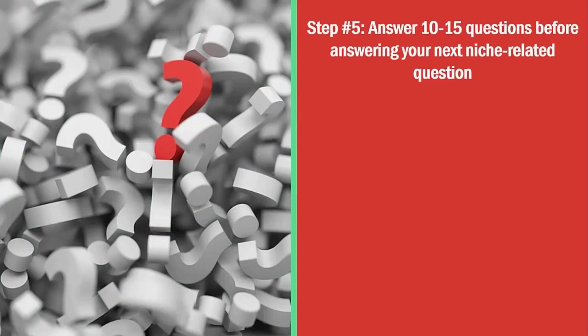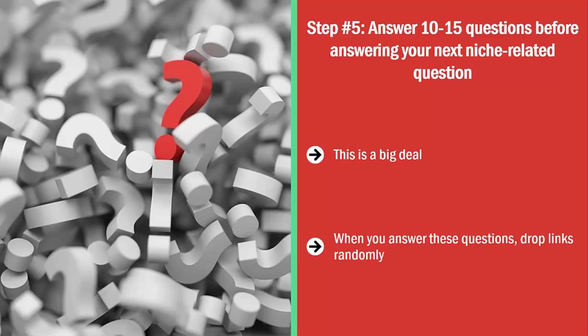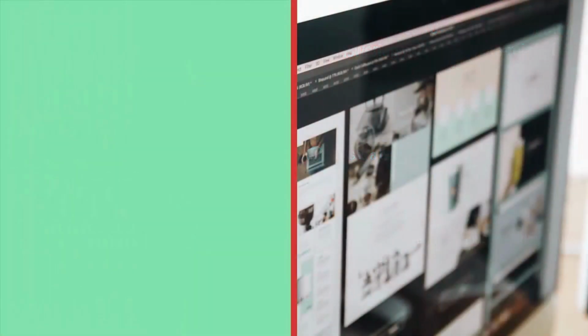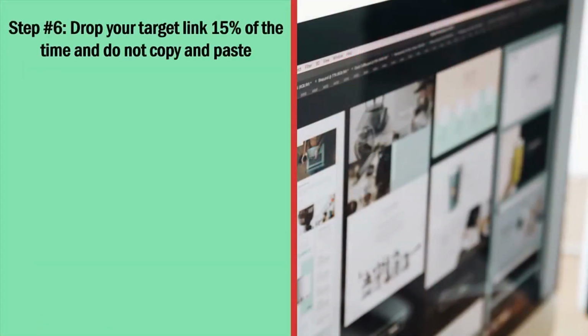Step number 5. Answer 10 to 15 questions before answering your next niche-related question. This is a big deal. You can't just answer only questions related to your niche. You're going to be too obvious when you do that. I suggest that you answer 10 to 15 other unrelated questions in a wide range of unrelated niches. When you answer these questions, drop links randomly. This is curated content that answers their questions and is extremely helpful. These links are not related to your niche. When you do this, you build authority. You begin to look like a legitimate and bona fide member of the Quora community. Step number 6.